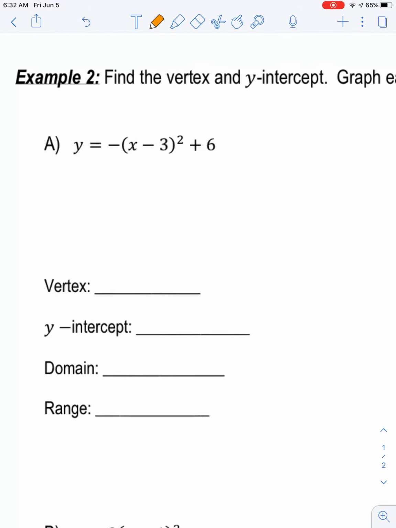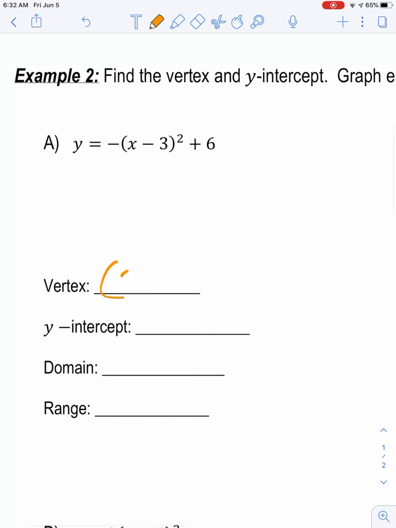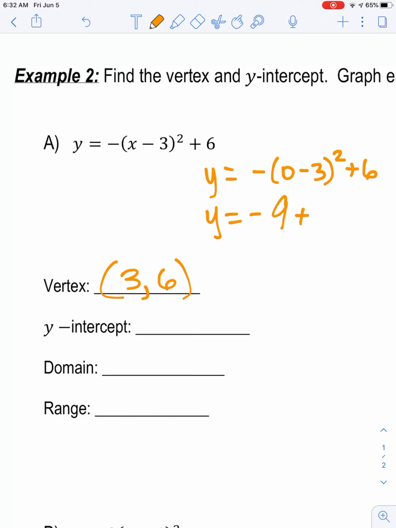So for part A, the vertex, since this is vertex form, is (3, 6). No work required there. The y-intercept is what we just learned in example 1. I'm going to plug in a 0 where I see x. And so I have y equals negative, 0 minus 3 is a negative 3. When I square it, I get a 9. And then I have a plus 6. So negative 9 plus 6 is negative 3. When I write the y-intercept, I'm going to write that as an ordered pair, (0, negative 3).